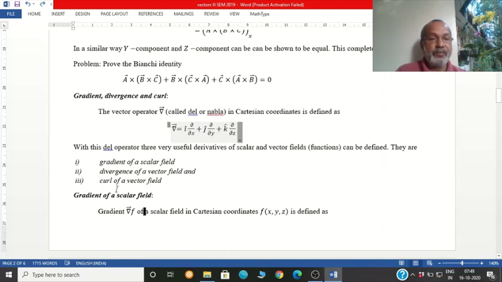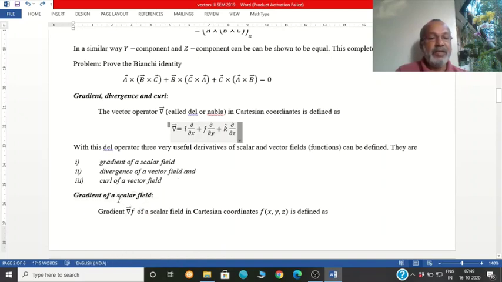functions. These three quantities are very important in physics, and it is very interesting to note that the most famous equations in physics, which are called Maxwell's equations, contain two divergence equations and two curl equations of electric and magnetic fields. Now I start with this gradient of a scalar field.